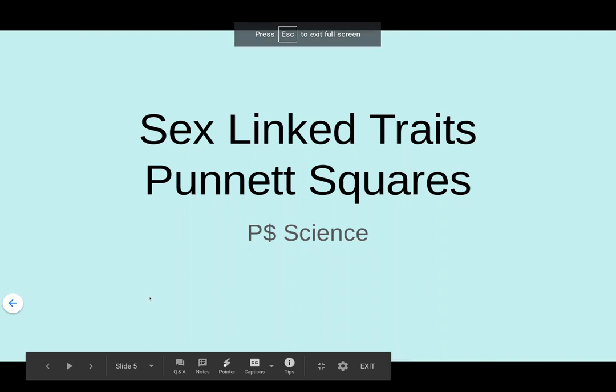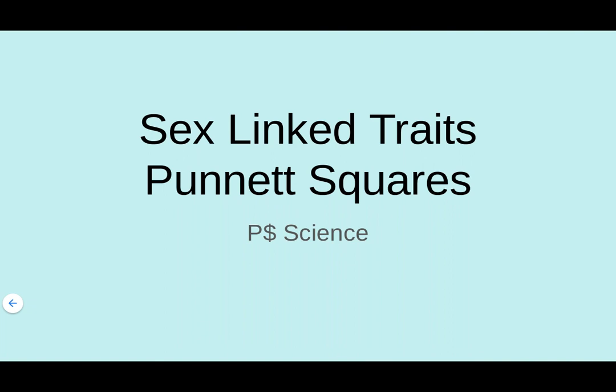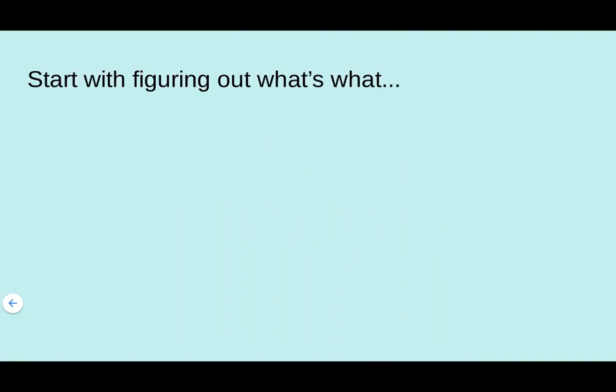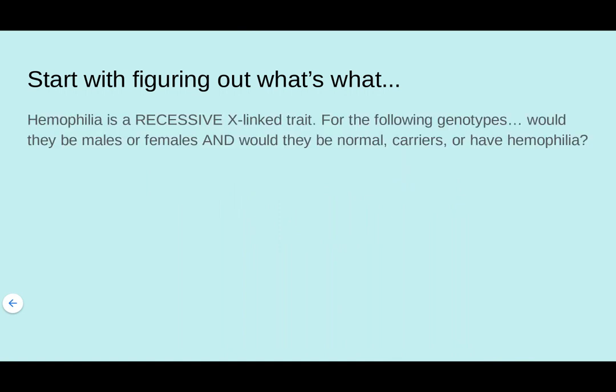This is the second half of sex-linked traits. Now we're going to use those genotypes in Punnett square problems. So first, let's figure out genotypes one more time and do another example. Hemophilia is a recessive X-linked trait.